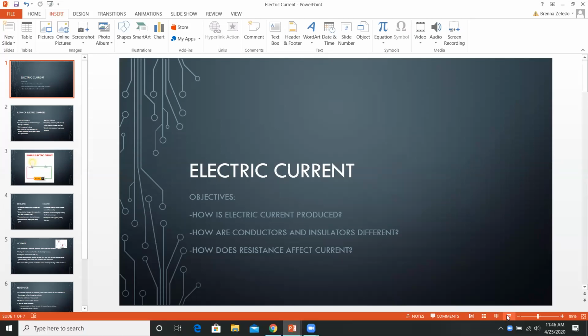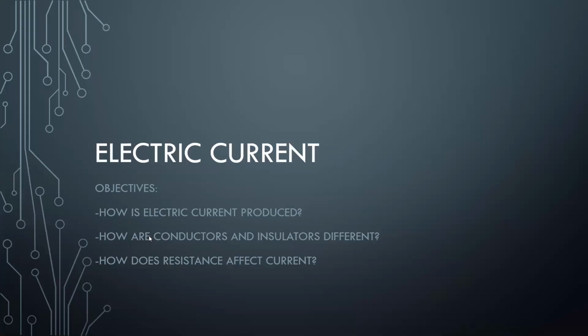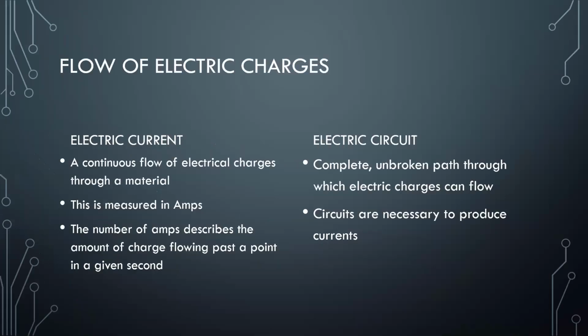Today we're going to be talking about electric current. The objectives of this lesson are: how is electric current produced? How are conductors and insulators different? And how does resistance affect current? We're going to start out by talking about electric current.